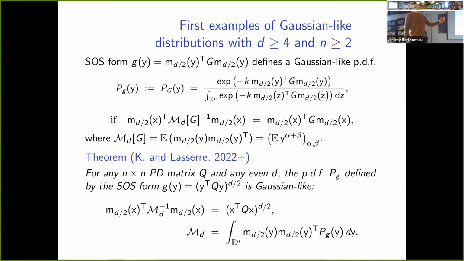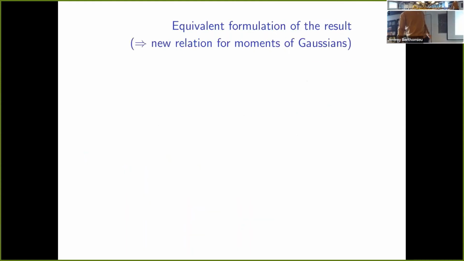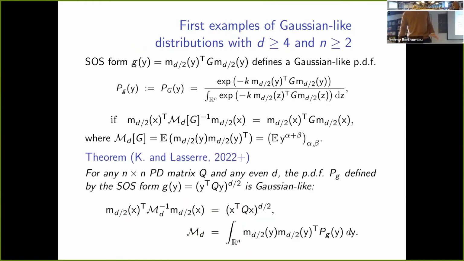That is, one Gram matrix of this power of the quadratic form will be the inverse of the moment matrix of this exponential-like Gaussian probability distribution. Is the result clear? Yeah.